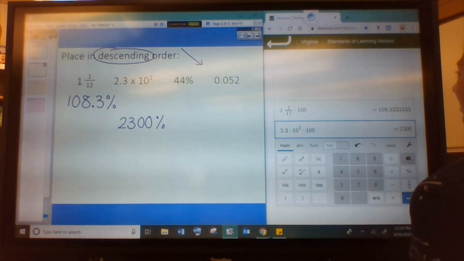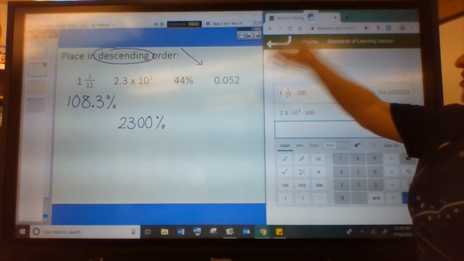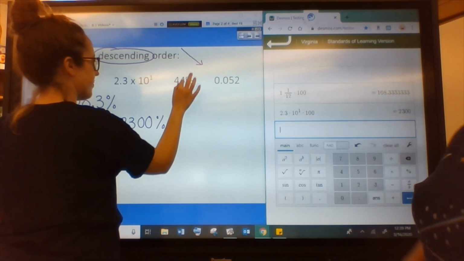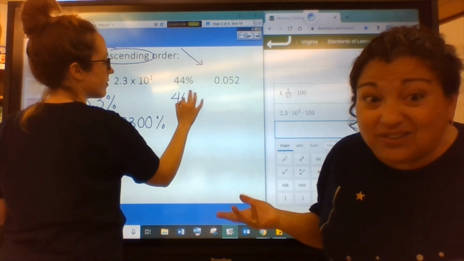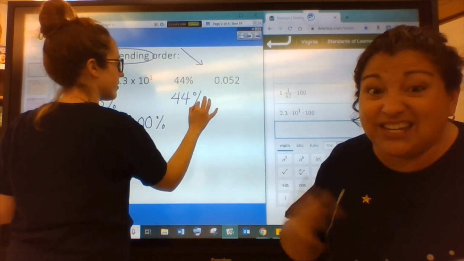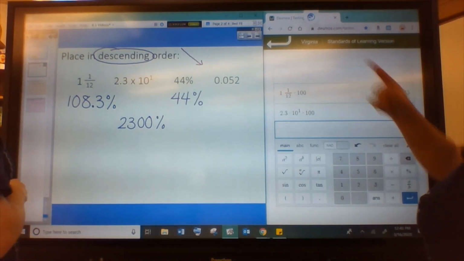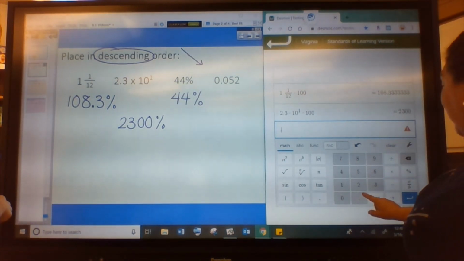Oh, yes. The next one is 44%, but it's already a percent, so we don't have to change it. Done. Those are the only ones we don't multiply by 100. If it has a percent, you don't multiply. But if it's anything else, you multiply by 100. Here we go. Decimal. We got to multiply that.